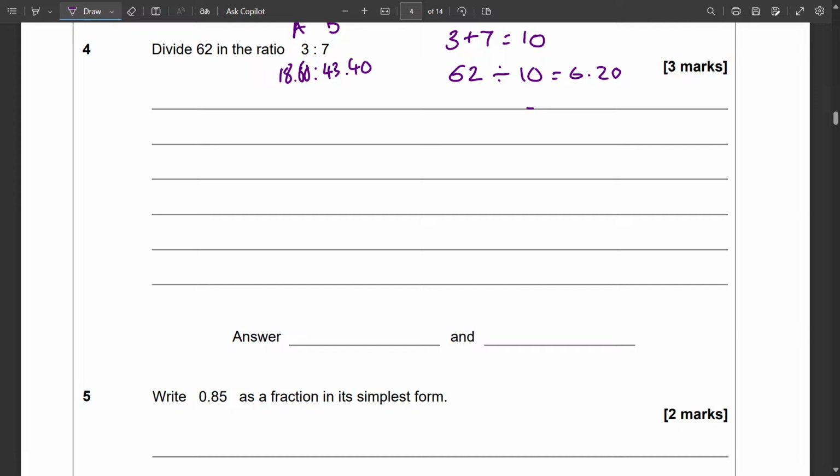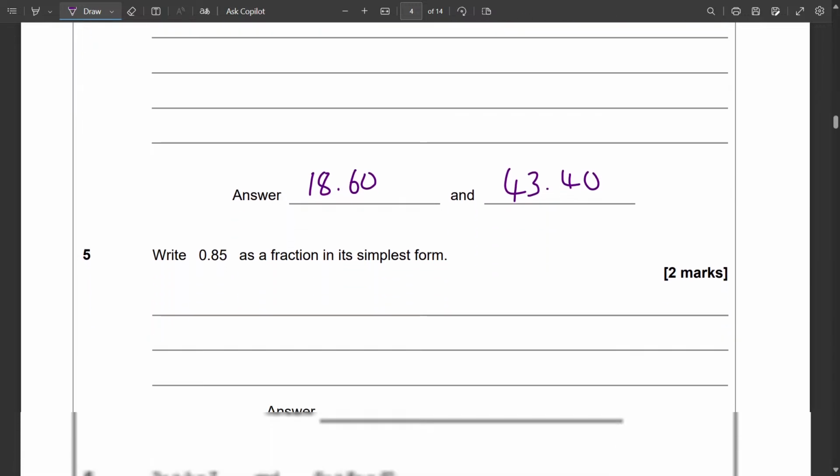So that's the share that we get. Okay, so we get 18.60 and 43.40. They should add up to 62. That's a check that you need to always run.